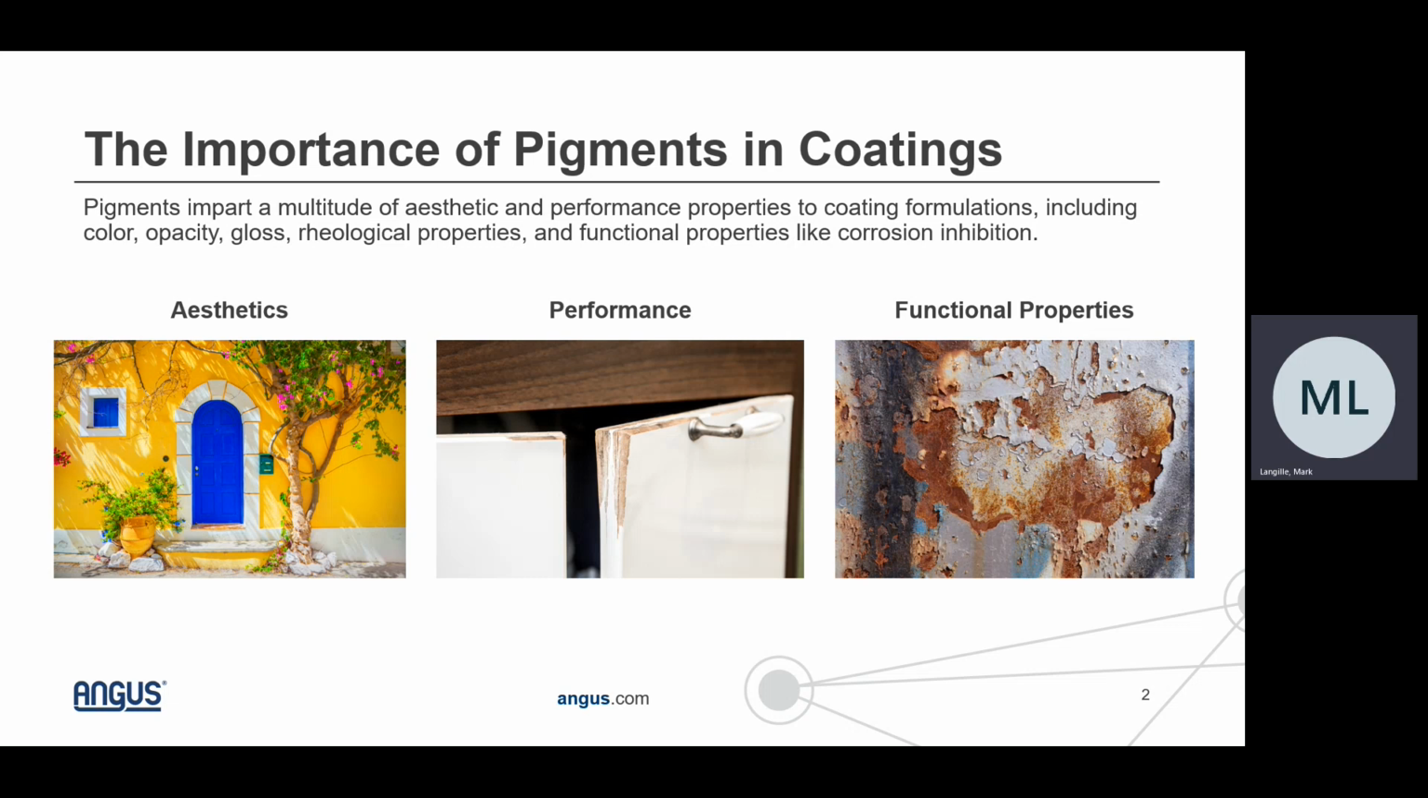There are also pigments that can provide direct functional performance properties, such as corrosion protection, either through the use of anti-corrosive pigments or by the selection of extenders that have plate-like morphology that helps to control the transport of water, or rather inhibit the transport of water through a coating.